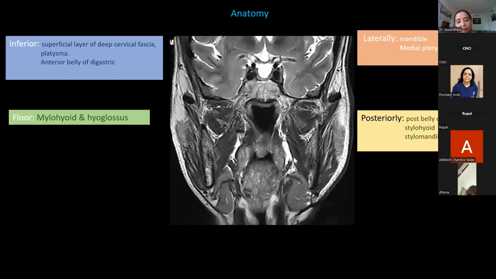So this styloglossus muscle is also very important. When you see a large bulky tongue, you see whether the tongue is extending into the parapharyngeal space or along the styloglossus muscle over here. So if you want to look for your styloglossus muscle, look at your coronal image, go above the submandibular gland, you will find this muscle.